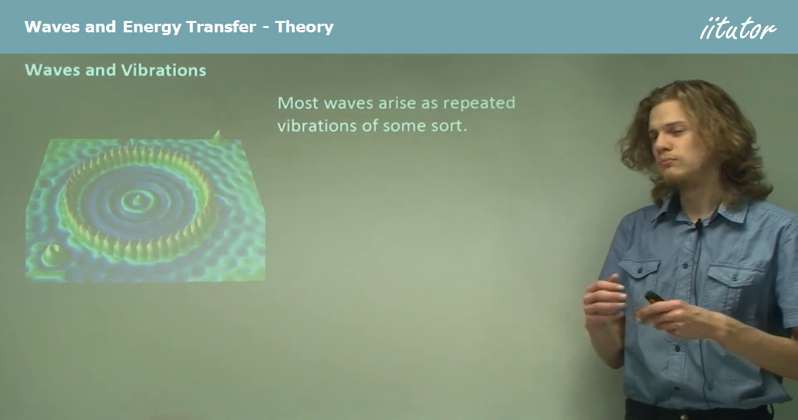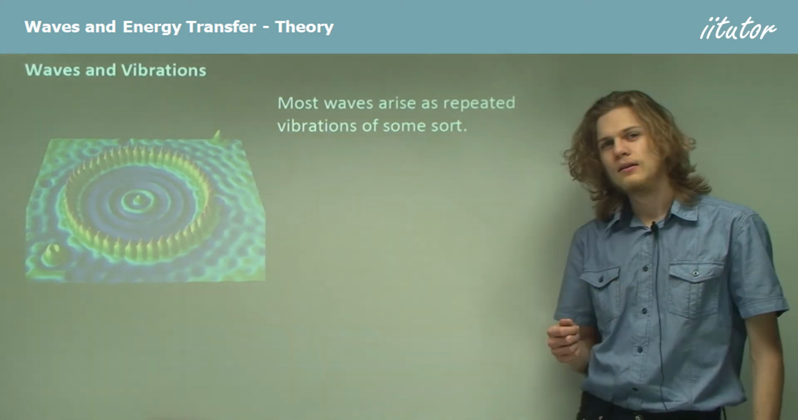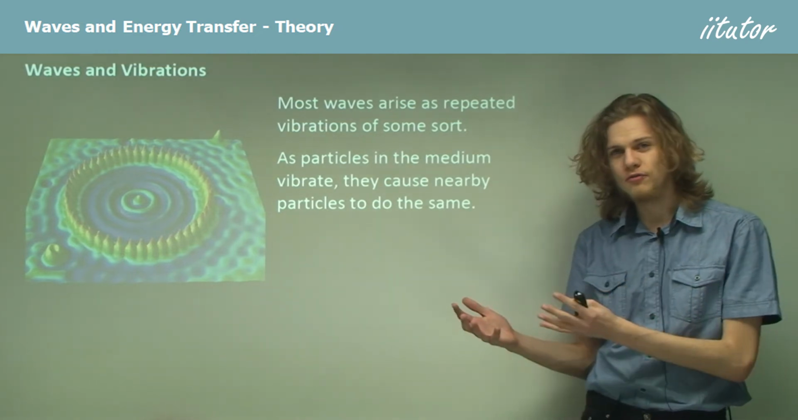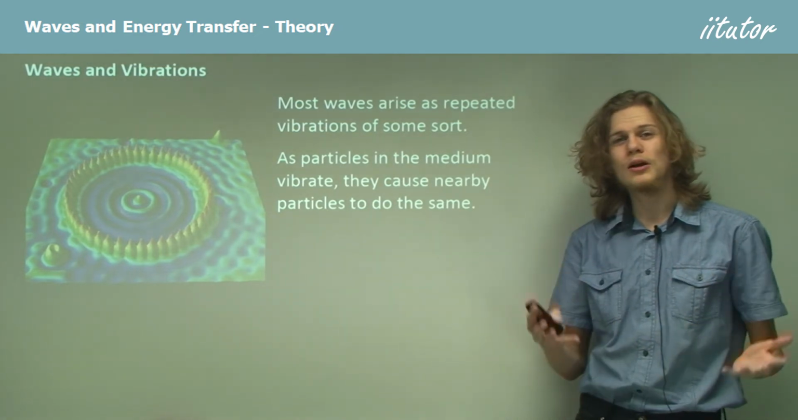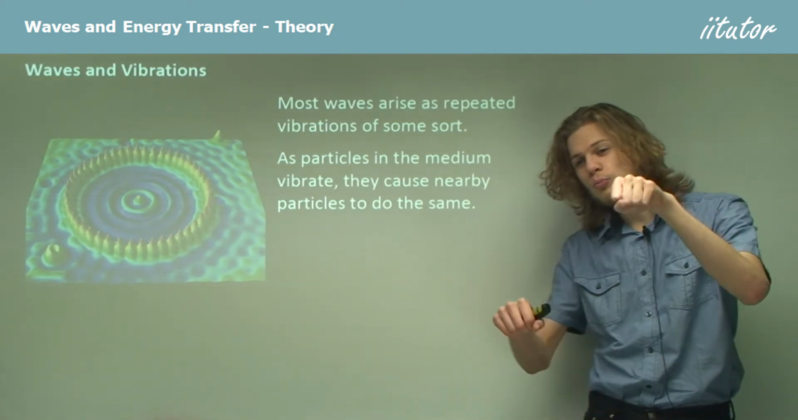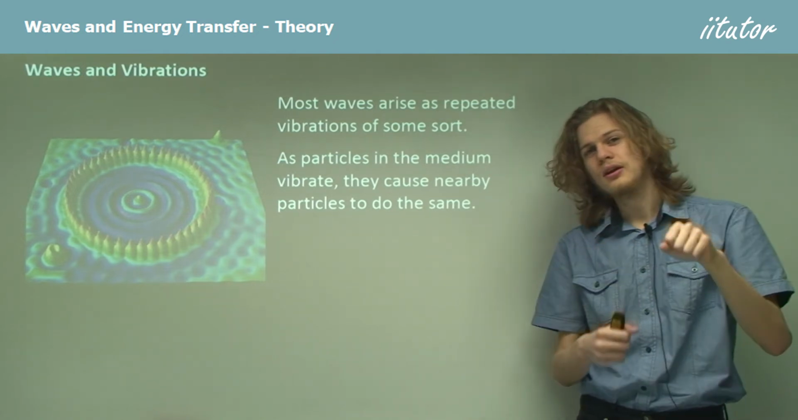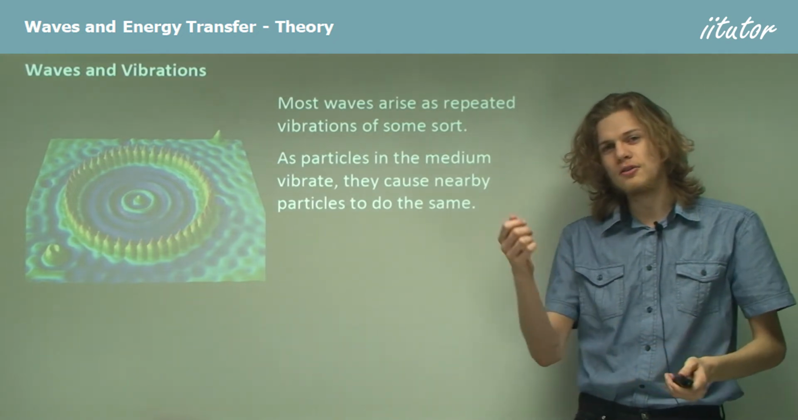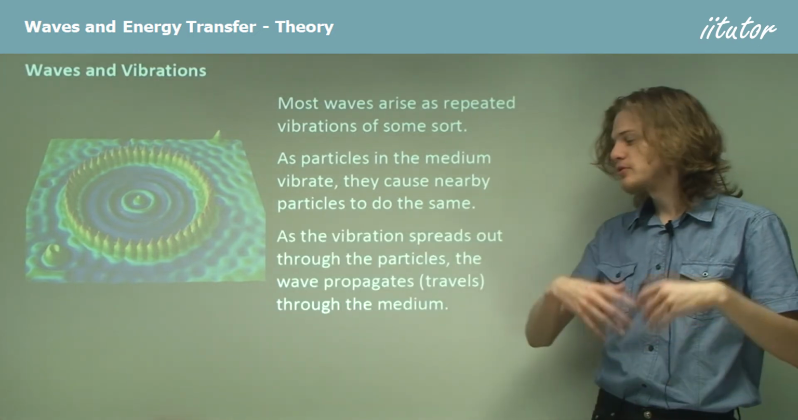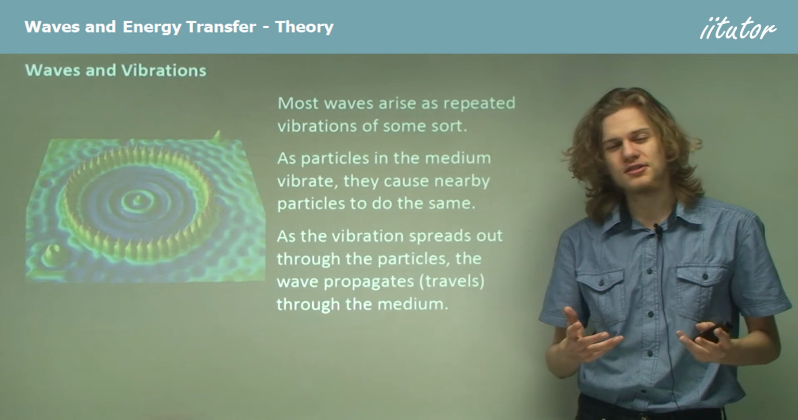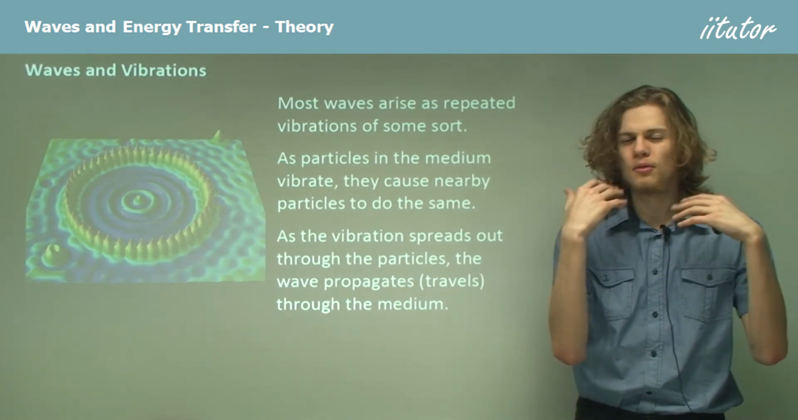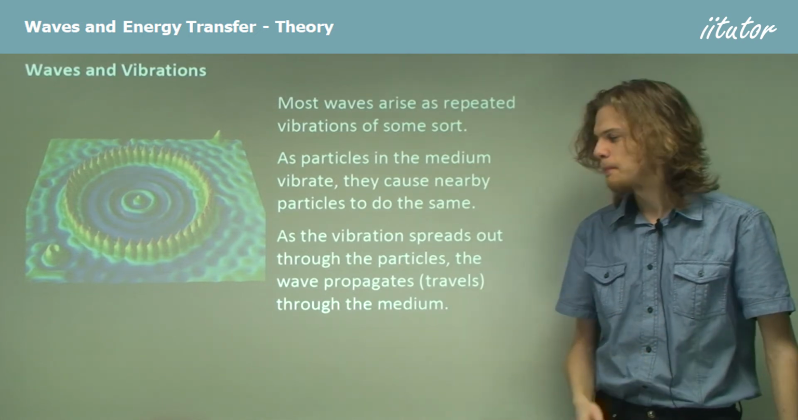Now, most waves turn out to arise from vibrations. So, as particles in the medium vibrate, they cause the particle next to them to vibrate. So, once again, an easy way to look at this would be a string. If we see one part of the string start moving up, then it will pull the next part of the string up with it. As it moves back down, the next part of the string will move back down as well. So as the vibration spreads out, the wave propagates through the medium. Propagation is what we call it when waves are traveling through a medium or through empty space.